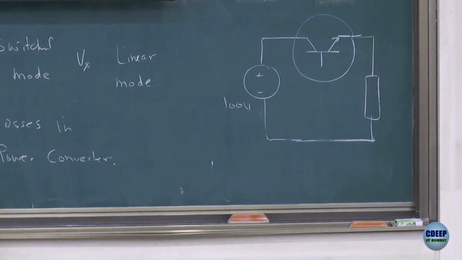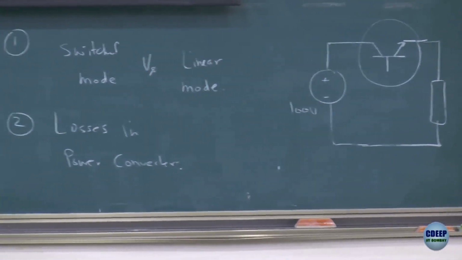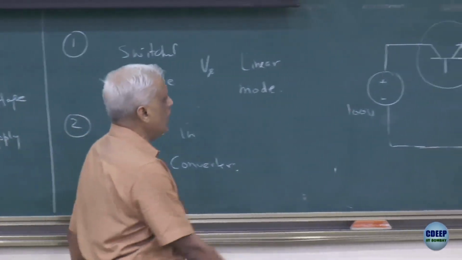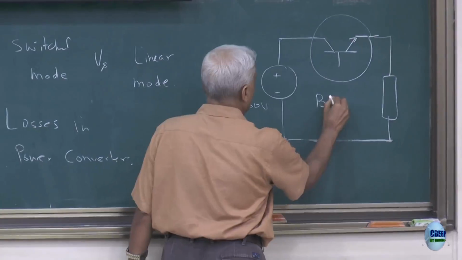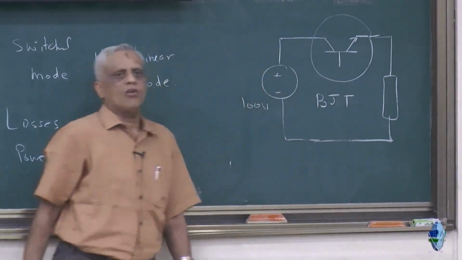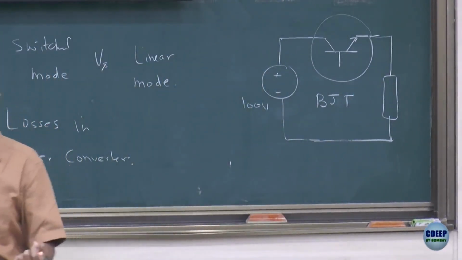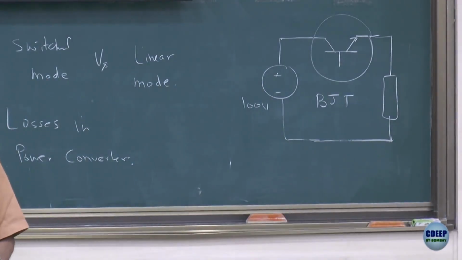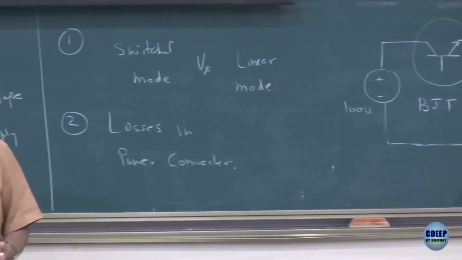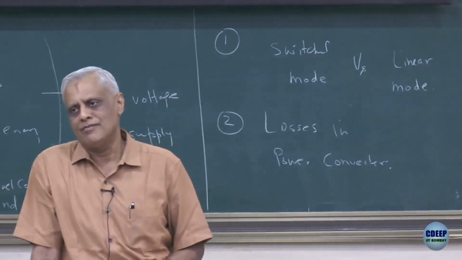What are those two ways in which you can operate a bipolar junction transistor? There is a specific reason why I have taken the example of a bipolar junction transistor, because this is something that you must have read for sure, and also its operation has two basic modes. What are they? It can work as an amplifier and it can work as a switch.